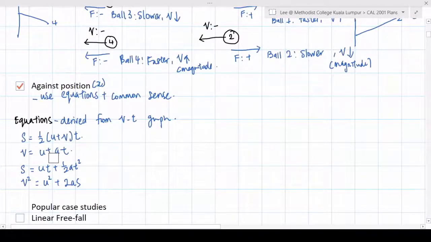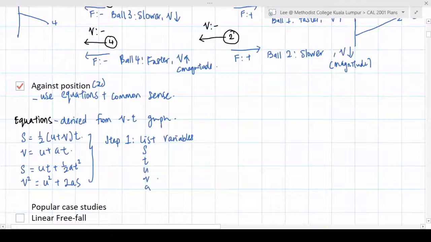The first equation has no A, the second equation has no S, the third equation has no V, the fourth equation has no T. So step 1, you will list your variables to allow you to choose the equation. Like, I will use the first equation if I don't have A, or I don't need to calculate A. Use the second one if I don't have S, etc.